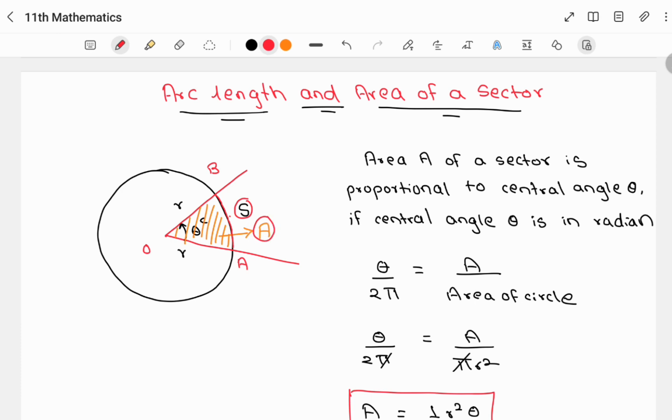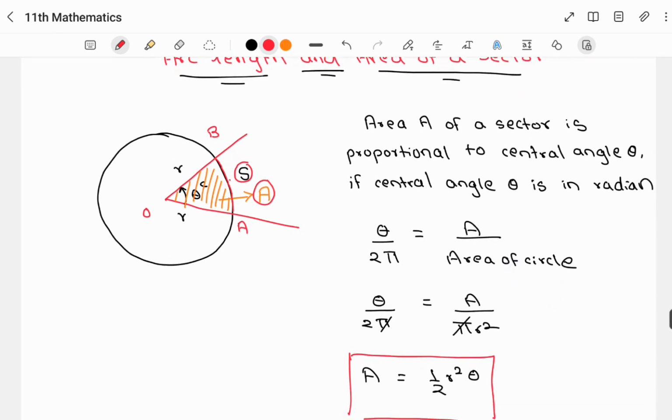Now how do we calculate this area A of the sector and length S of the arc? Let us have a look. While calculating the area, we need to remember that the area A of the sector is proportional to the central angle theta, if the central angle theta is in radians. As the angle subtended at the center increases, the area of the sector goes on increasing because they are in direct proportion. But the only thing you need to remember is that the angle should be measured in radians and not in degrees.